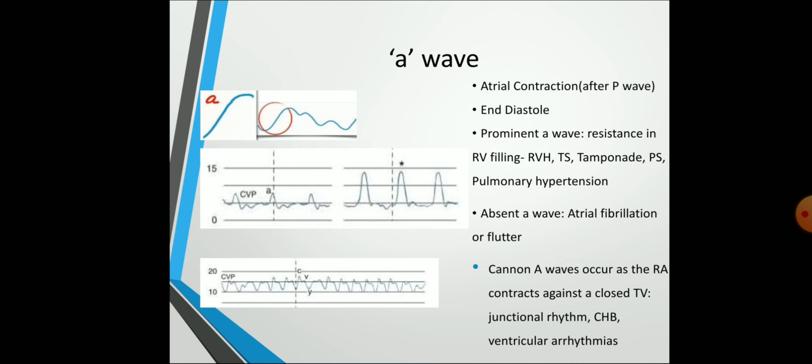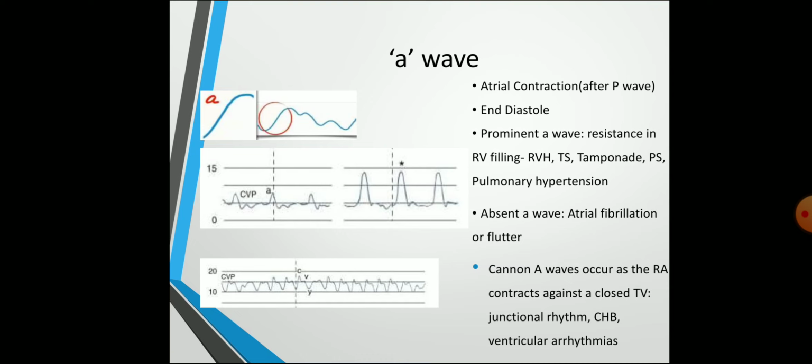Normally the atrial contraction takes place in diastole. The clinical significance is when there is resistance to right ventricular filling, as in the case of tamponade, right ventricular hypertrophy or pulmonary hypertension. There is a prominent A wave, because when the atrium contracts, instead of blood going into the ventricle, more blood goes backward, and it is measured.